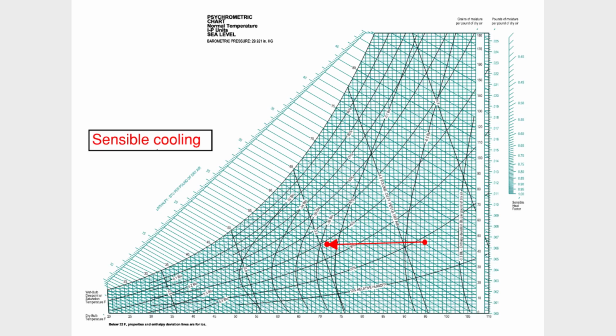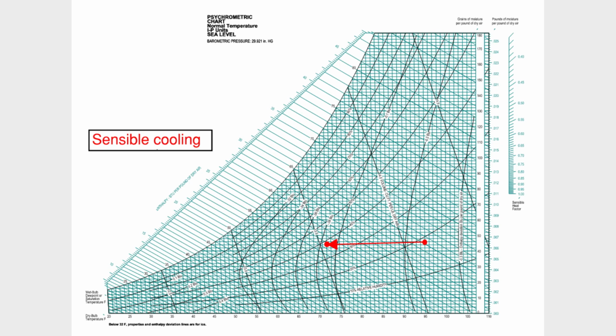Now let's flip it around. Sensible cooling is when we remove heat from the air, but moisture stays the same. On the chart, that's a horizontal line moving to the left. Here's what changes. Dry bulb temperature goes down, wet bulb temperature goes down, and relative humidity goes up. But again, humidity ratio and dew point stay constant. Here's something important to remember.